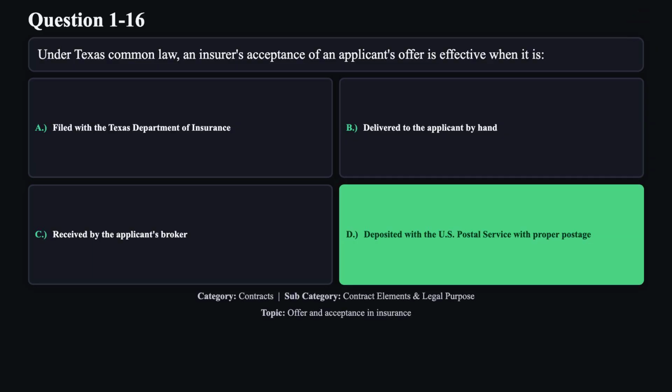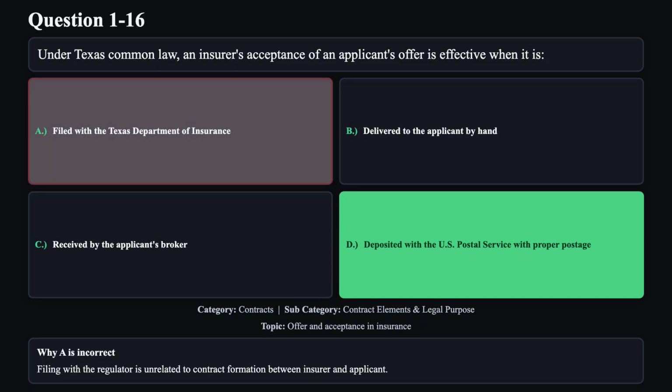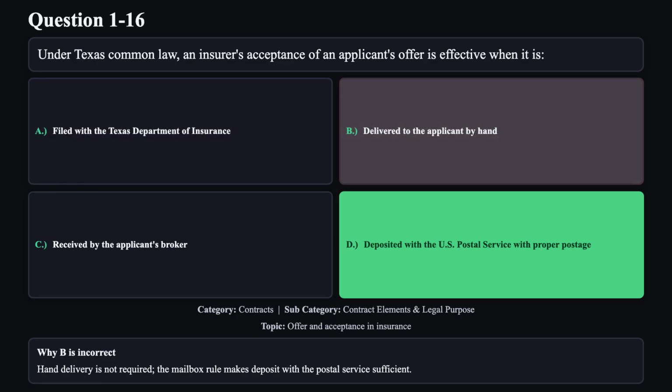The correct answer is D. The mailbox rule under Texas common law deems an insurer's acceptance effective upon proper deposit with the Postal Service, not upon delivery or filing. Reason A is not correct. Filing with the regulator is unrelated to contract formation between insurer and applicant. Reason B is not correct.